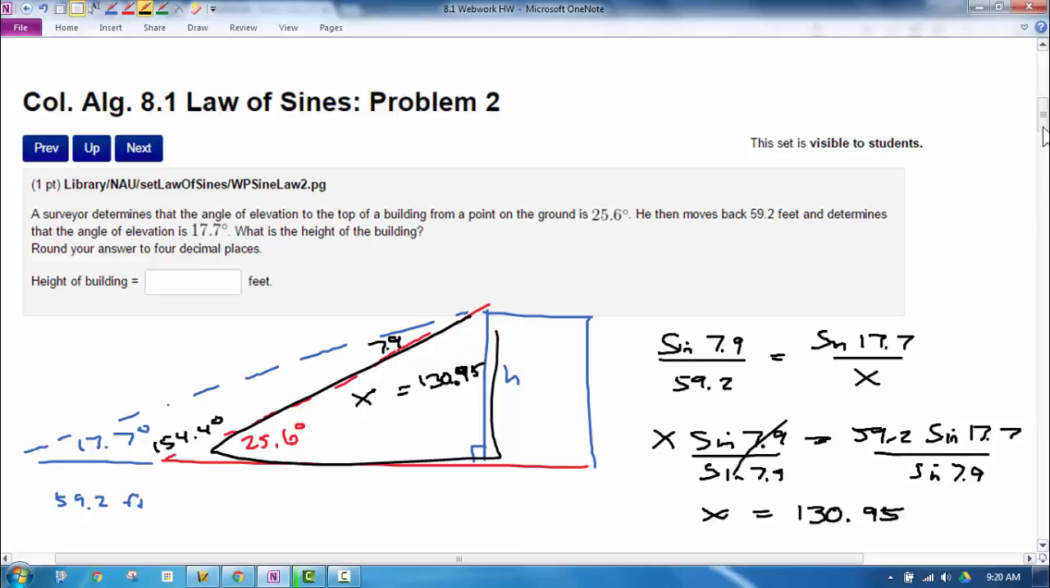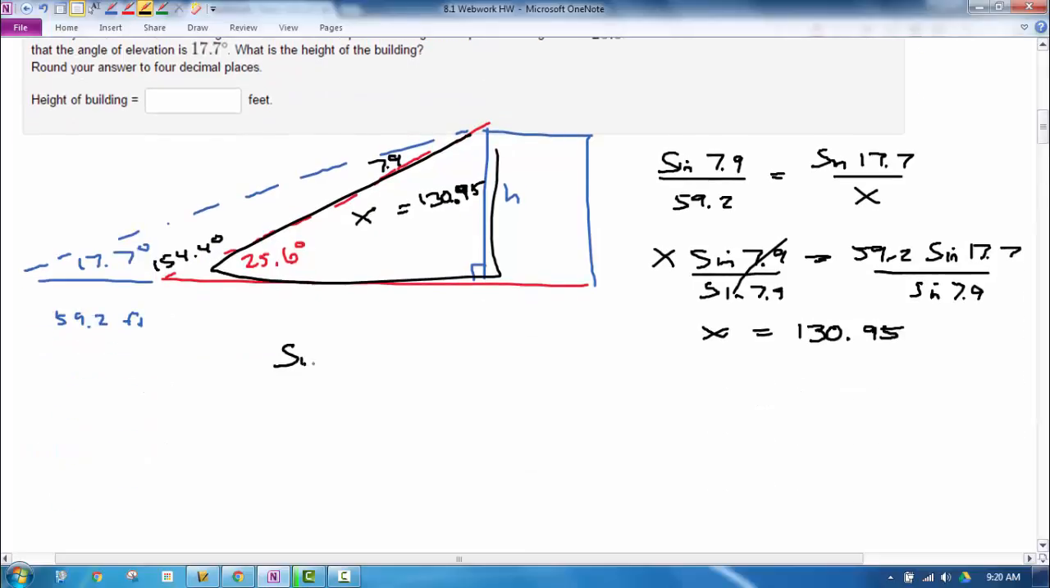Now I'm going to leave that in my calculator, and use this triangle right here. So what I'm going to do next is the sine of 25.6 equals opposite over hypotenuse. Multiply both sides by 130.95, and you get 56.58 feet.